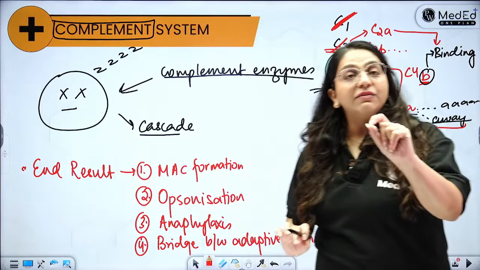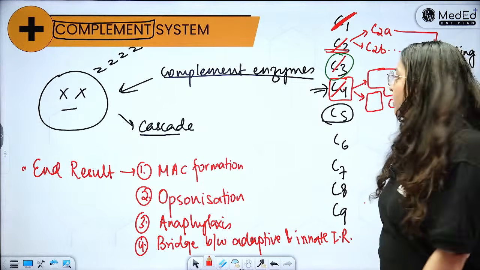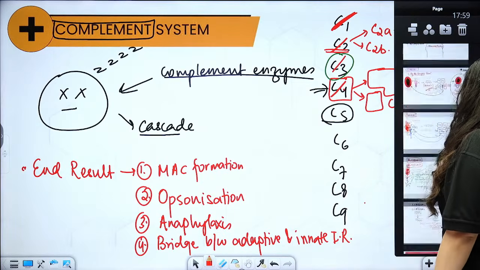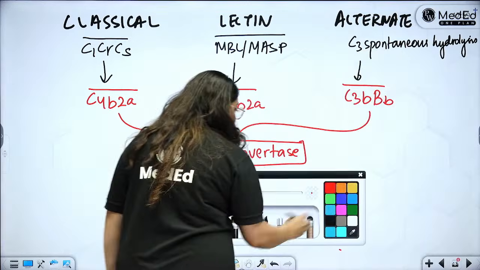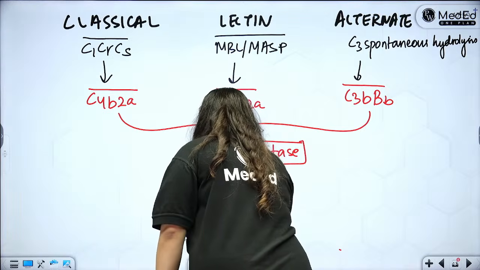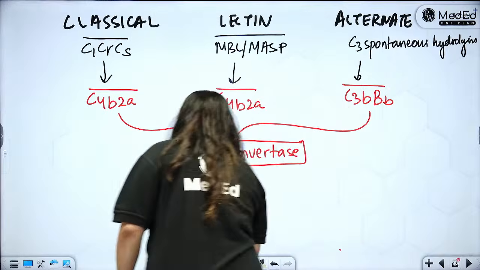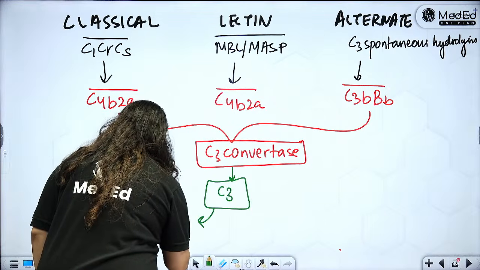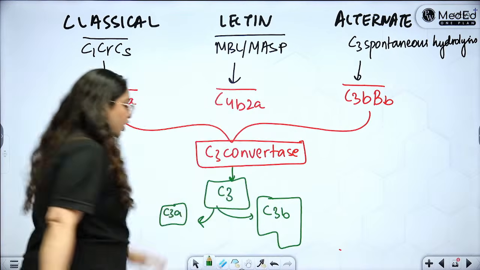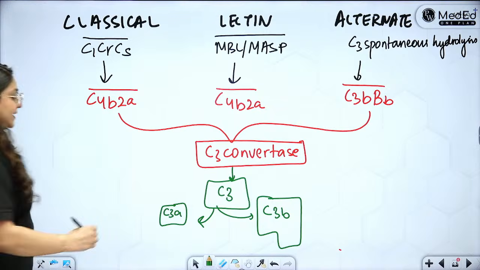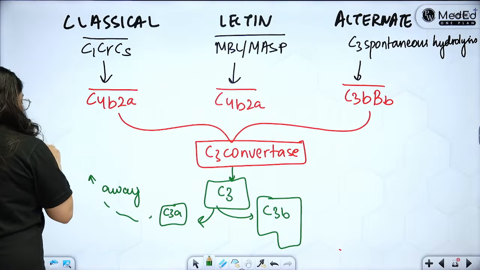The C3 convertase will go and kickstart C3 now. Now C3 is also consumed. What will it do? It will break C3 into two segments. One is of course the smaller segment, C3a, and one is of course the bigger segment, C3b. You know what C3a is going to do? C3a is going to fly away and cause anaphylaxis.